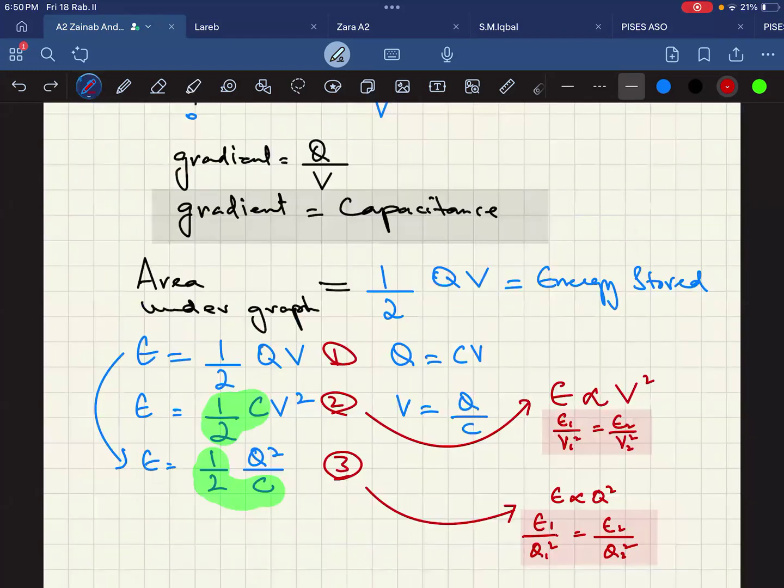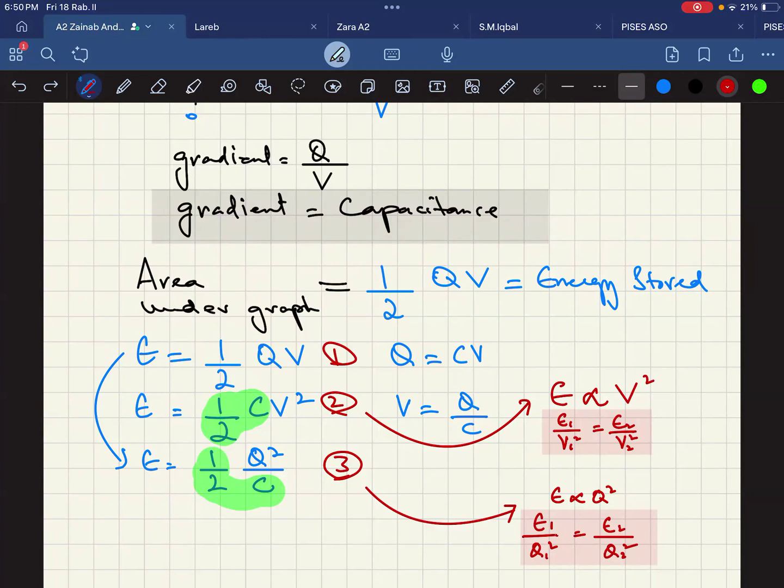So I repeat, energy is area under graph. Energy is equal to half Q into V. Energy equals half CV square. Energy equals half Q square upon C. Okay, these are the three equations. And from the last two equations, we derived two more relationships.